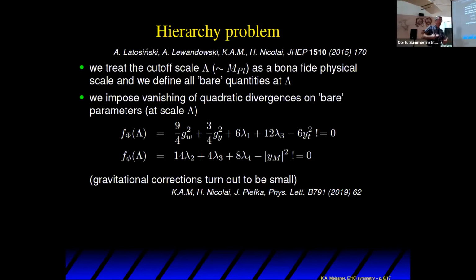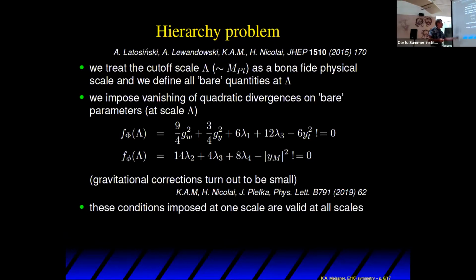Now we have 2 scalars, so we have 2 such parameters. So we calculate the coefficient in front of m squared, or in front of the quadratic divergence, and we impose them to be equal to 0 at the Planck scale. But it turns out gravitational corrections are small. That was shown in this paper before. Once we impose them at the Planck scale, they are valid all along. So once we impose that there are no quadratic divergences at 1 scale, there are no quadratic divergences at any scale. They run, in a sense, together.